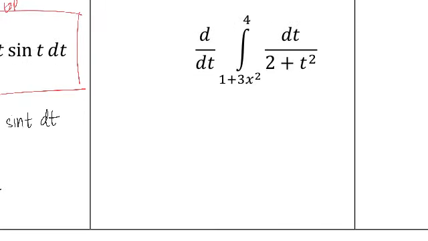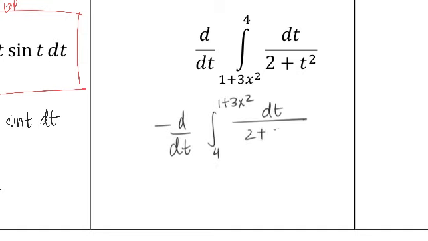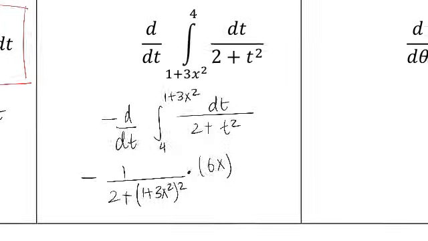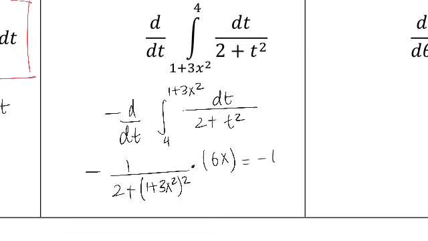Over here, same idea. First flip to have the number on the bottom, and then 2 plus t squared, and then chain rule, right? So put that top thing in for a prime of 1 plus 3x squared, and then times the derivative of that, which is 6x. So I think the final answer here is negative 6 over 2 plus 1 plus 3x squared squared.